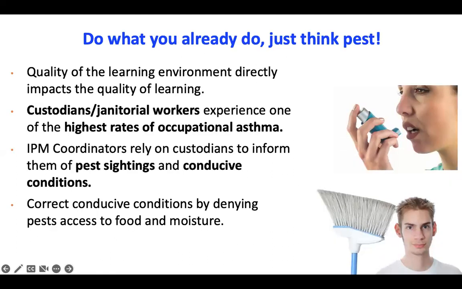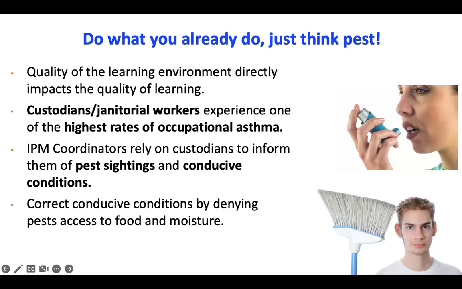So all in all, do what you already do, but just think of pests. Think about the quality of the learning environment directly impacts the quality of learning. Custodians and general workers experience one of the highest rates of occupational asthma. Based on the research, each year one custodian uses on average 194 pounds of chemicals per year. So therefore, custodians and teachers experience some of the highest rates of occupational asthma.